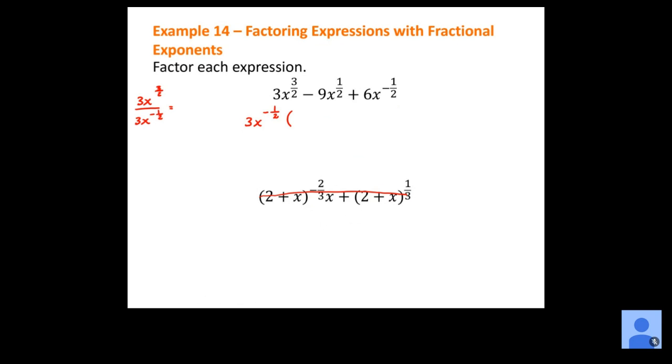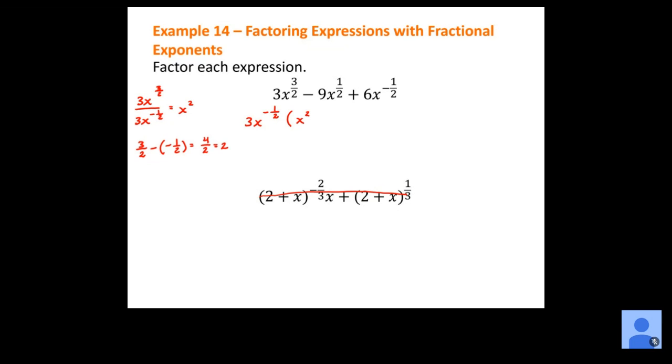Remember, when we divide, we subtract exponents. So we're taking 3 halves minus a negative 1 half. If I do that, subtracting a negative actually turns into addition. So this actually gives us 4 over 2, which simplifies to 2. So we're left with x to the second power. So that first term now is just going to be x squared.